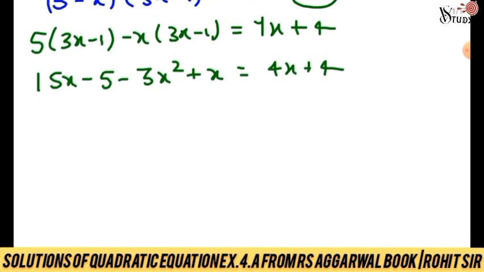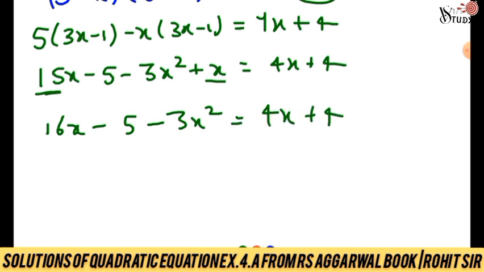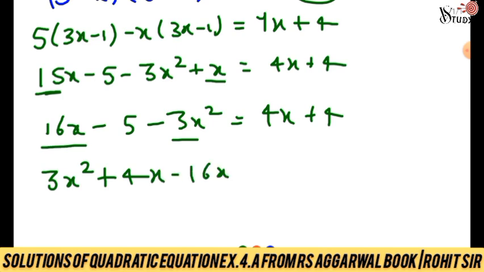Now we have this like term on the left hand side, and it becomes 16x negative 5, negative 3x square is equal to positive 4x plus 4. Now bring this to the right hand side, and then we have 3x square positive 4x negative 16x. Positive 16x when it goes to the right hand side becomes negative. Now we have positive 4, and this negative 5 when it goes to the right hand side becomes positive 5, will equal to 0.